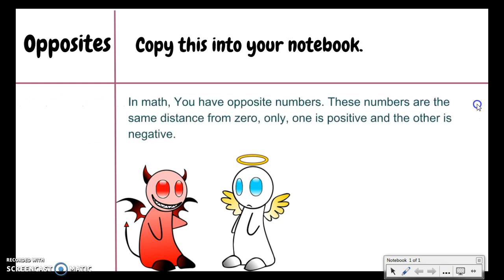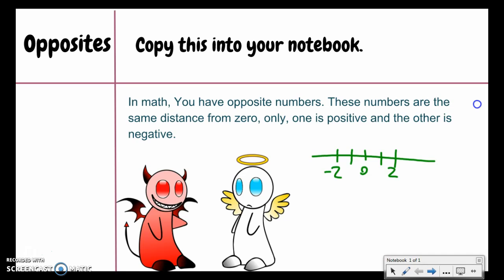In math, you have opposite numbers. These numbers are the same distance from 0, only one of them is positive and the other one is negative. So an example of opposite numbers will be like positive 2 or just 2 and negative 2. The negative and the positive 2 are both equal distance from 0. Okay, so therefore they are opposite.